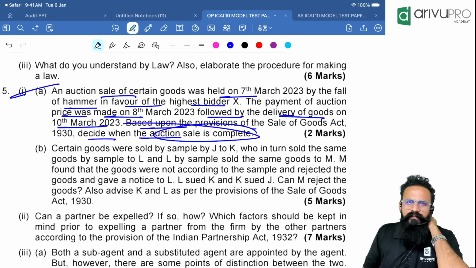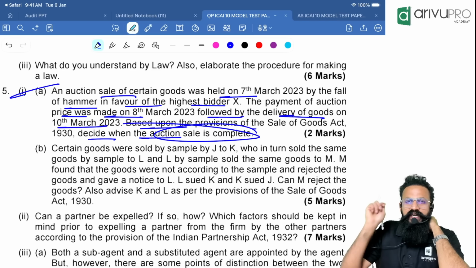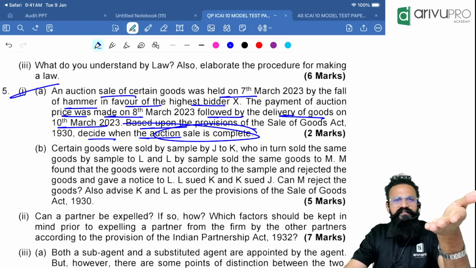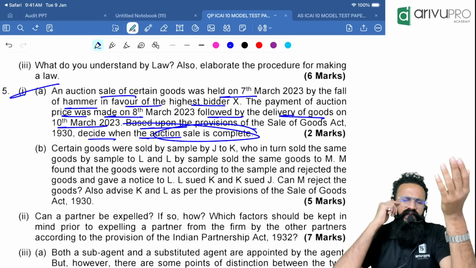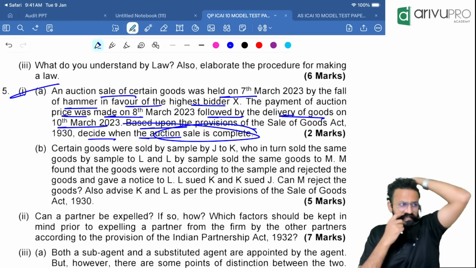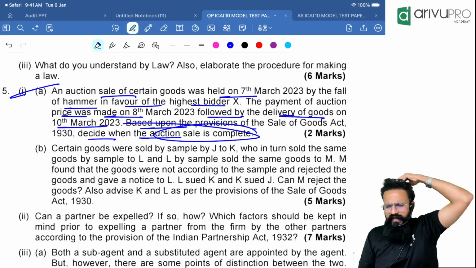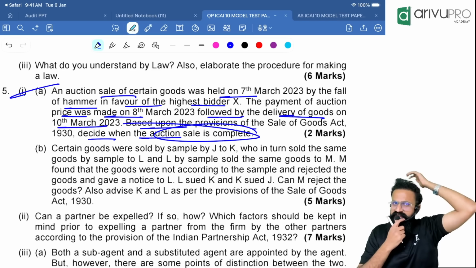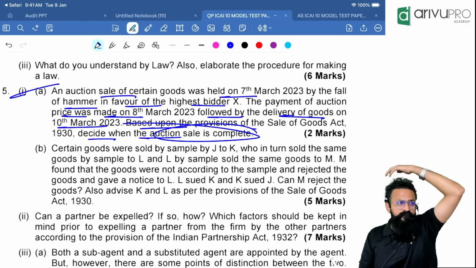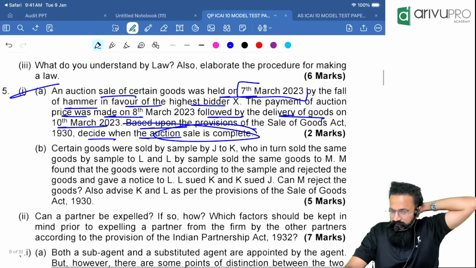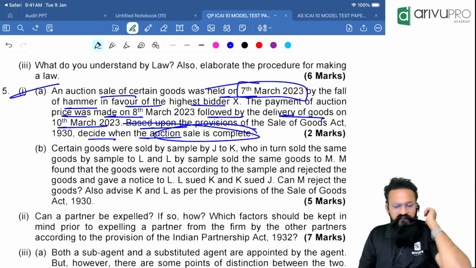Auction sale, when is it complete, people? Whenever the auctioneer communicates the purchase, that is when the sale is complete. It can be a clap, it can be the ringing of a bell. If they are given in exam, in most cases it will be a hammer. So hitting the hammer thrice, on that day only the sale is complete. When the money is paid, when the delivery is made is irrelevant. So it is complete on 7th March 2023. Done.